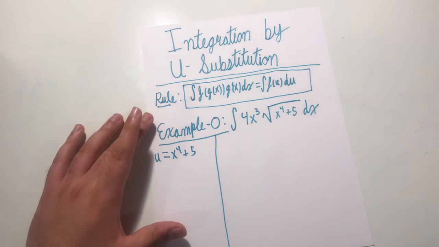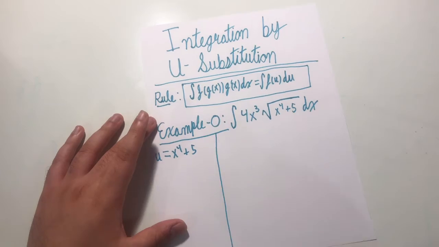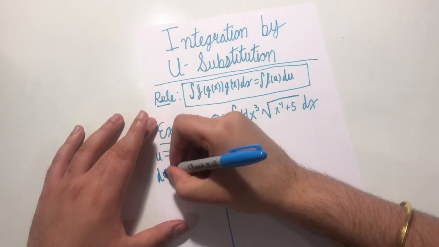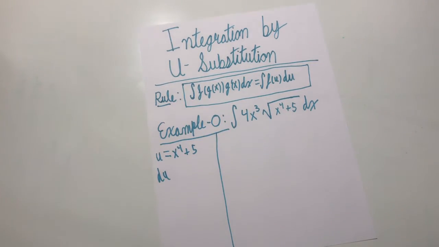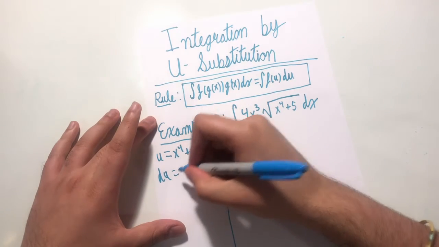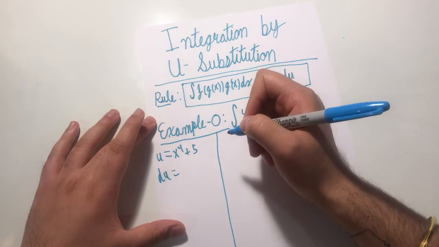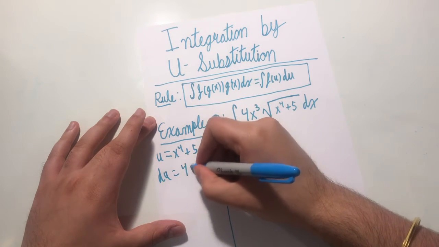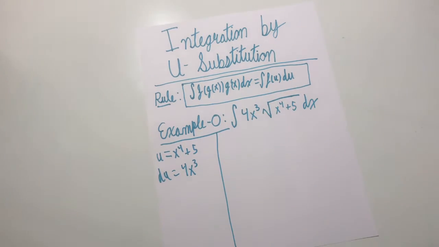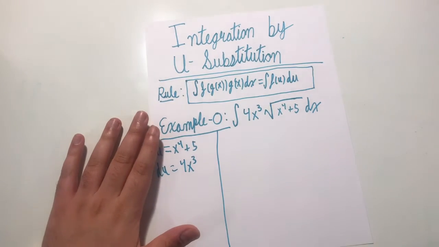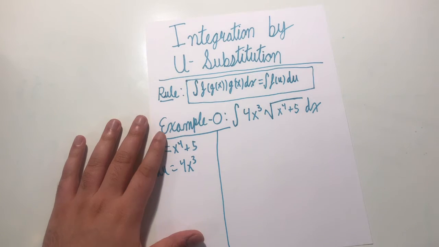And now what we need to do is take the derivative of u, which we'll call du, okay? And what is the derivative of x to the fourth plus 5? Well, that is 4x to the third, right? That's super simple to take. You should be experts at that by now.